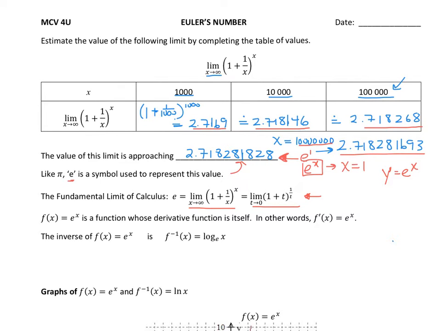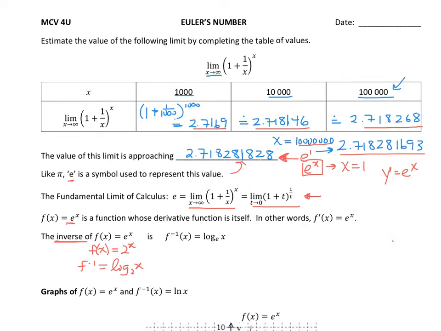So if f of x is e to the exponent x, it is a function whose derivative function is itself. In other words, f prime of x is also e to the x. Now, the inverse of f of x equals e to the x: when we think inverse function, that's not derivative. Remember when we did any exponential function? So let's say we had f of x equals 2 to the x. The inverse of that was the log of x with a base of 2. That was the inverse function.